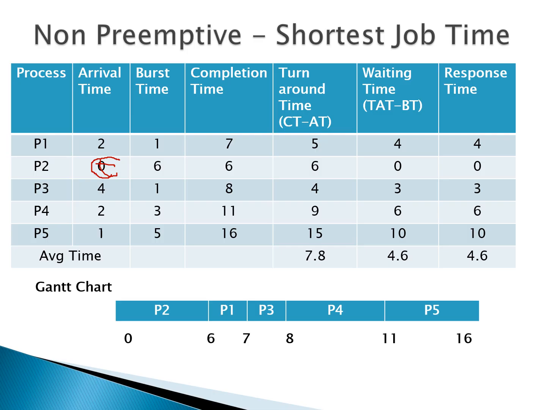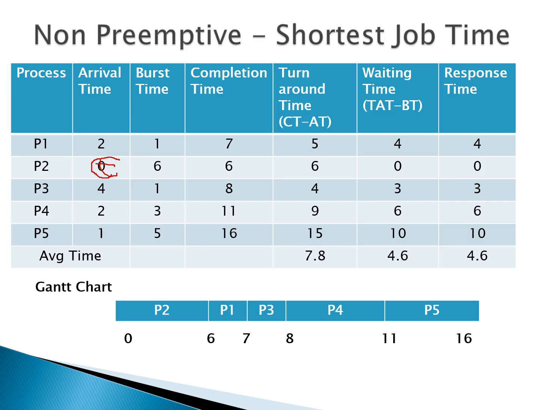And the waiting time is the turnaround time minus the burst time. When you subtract it out, you can find out how long it was waiting. So here it was waiting for 4 unit time, and this one was not waiting at all, so it was 0. P3 entered at 4, and it was given the CPU only at 7. So the waiting time was 3.